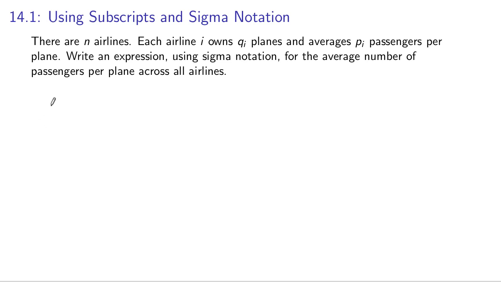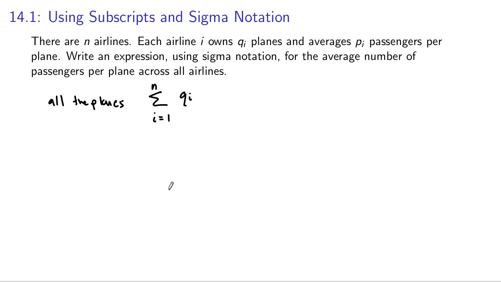Okay, so the planes is pretty easy. All the planes across all the airlines, we can write it as the sum, or sigma, from I is 1 to n, because there are n airlines, of q sub I. This entire expression represents all the planes. Okay, so we're basically adding all the planes up.